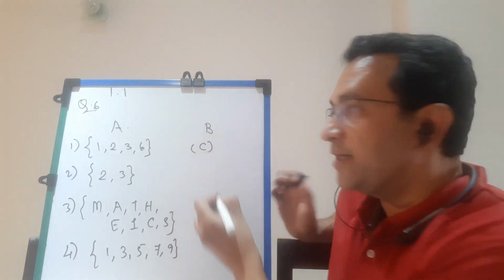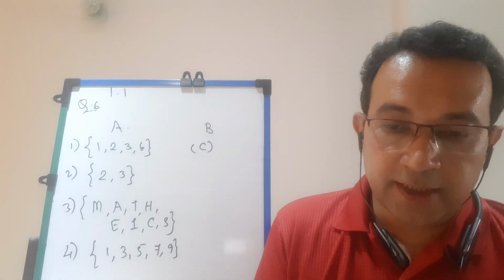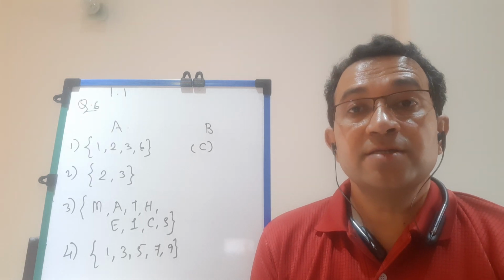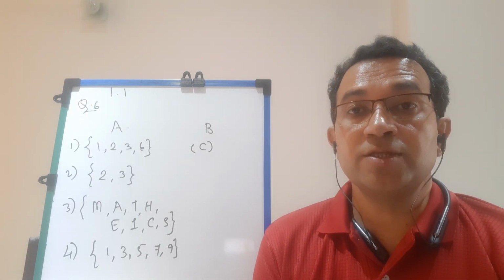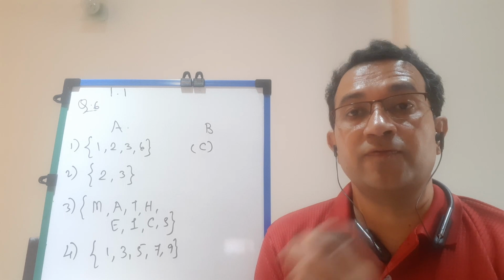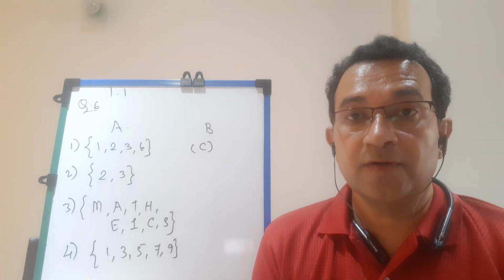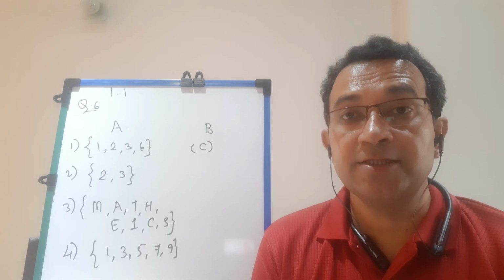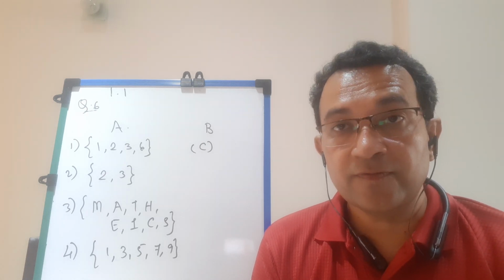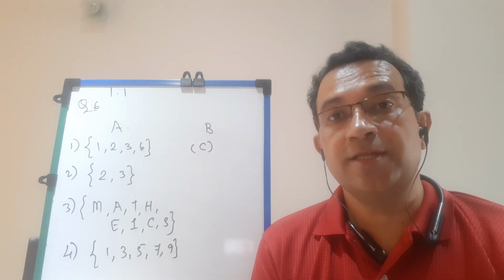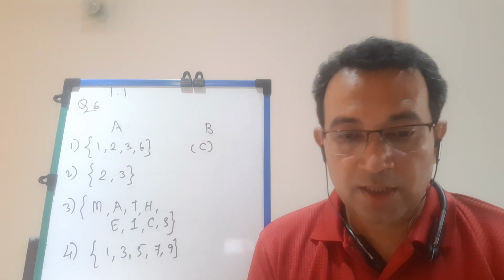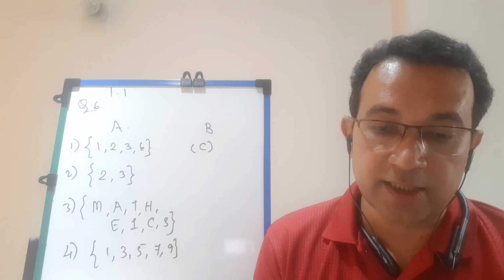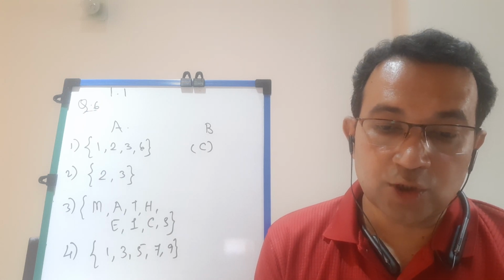I am not writing that entire set. Then 2 and 3. Students, 2 and 3 both are divisors of 6, but 2 and 3 both are prime numbers. Students, the first prime number in terms of natural numbers is 2, then 3, then 5, then 7, then 11 and onwards. So 2 and 3 both are prime divisors of 6. So the correct option for 2 is A.